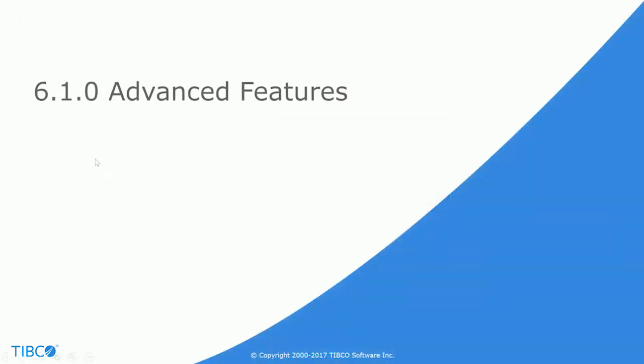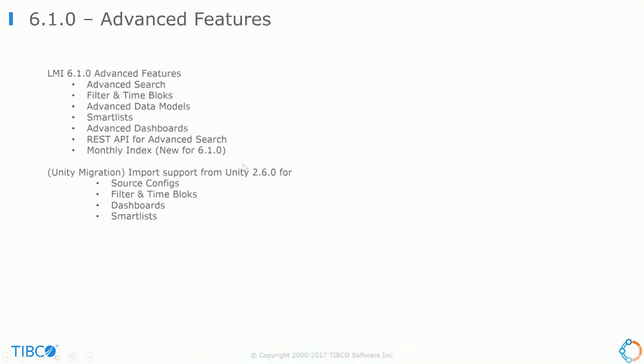Now let's take a look at the 6.1 advanced features. New with 6.1 are the advanced features, which consist of advanced search, filter and time blocks, advanced data models, smart lists, advanced dashboards, REST API for advanced search, and a new monthly index. We also enable support for Unity 2.6 configs, such as source configs, filter and time blocks, dashboards, and smart lists.